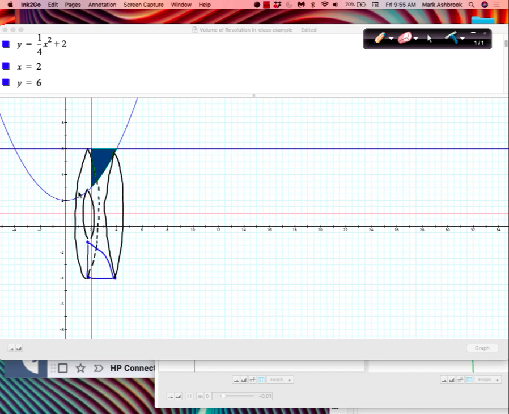It would have been the area underneath the curve. But then that has nothing to do with y equals 6. Then y equals 6 is not a boundary of it. Upper bound of the curve.